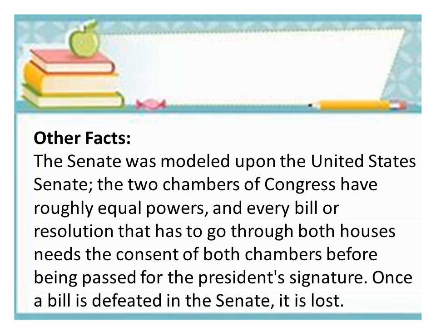Other facts: the Senate was modeled upon the United States Senate. The two chambers of Congress have roughly equal powers, and every bill or resolution that has to go through both houses needs the consent of both chambers before being passed for the president's signature. Once a bill is defeated in the Senate, it is lost.